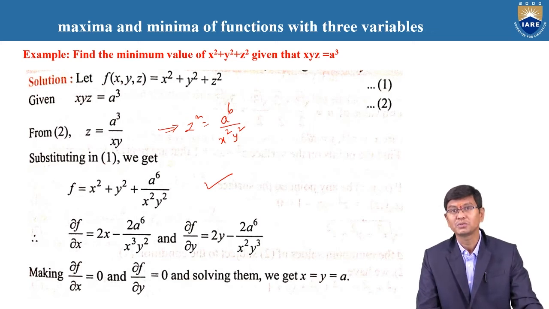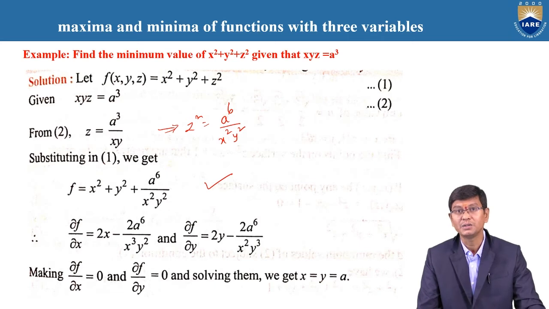Now, according to the procedure, we need to find the stationary points. The stationary points are calculated with the help of ∂/∂x and ∂/∂y. In that equation, when we obtain ∂/∂x, we treat y as a constant. So ∂/∂x is equal to 2x minus 2a⁶ by x³y².